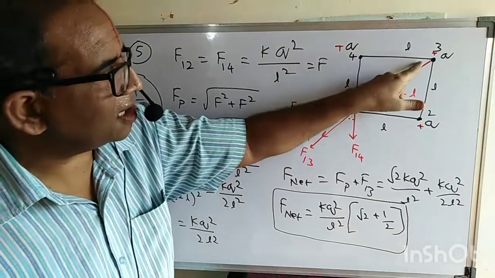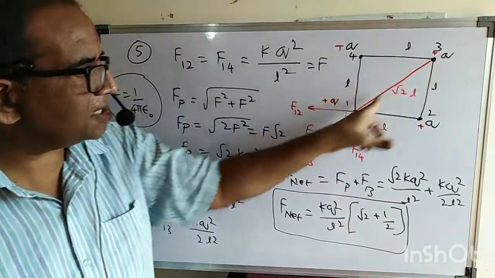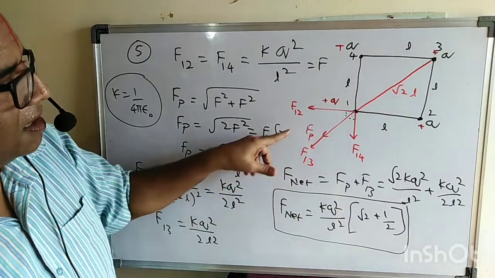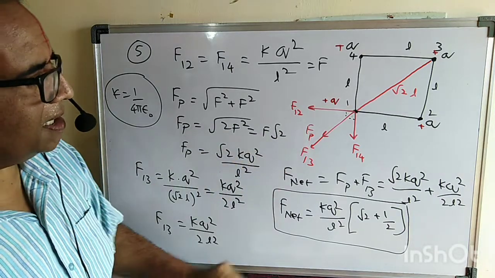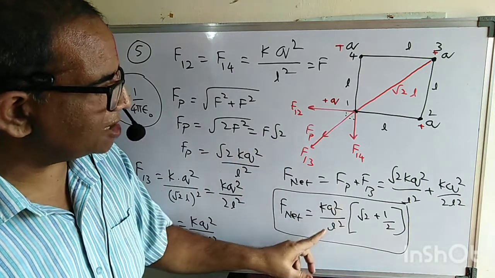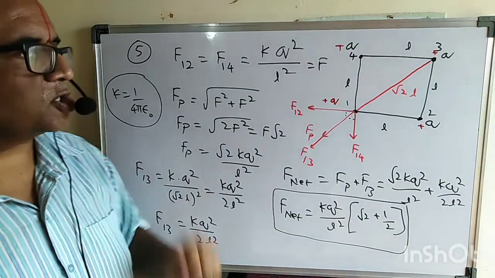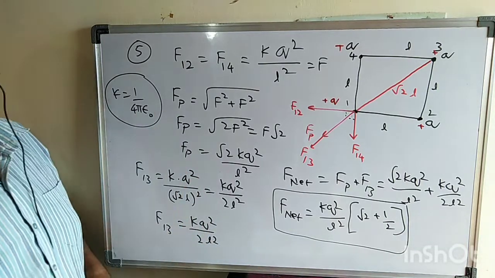And the third one is also acting, in this direction. Both are in the same direction, therefore what is the net force here? FP plus F13. How much will it be? It will be nothing but KQ square by L square into root 2 plus 1 by 2. Okay, understood? You can pause and copy it afterwards.